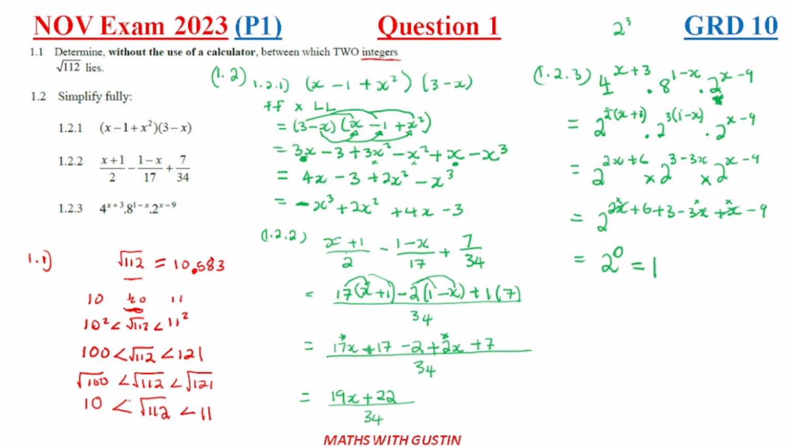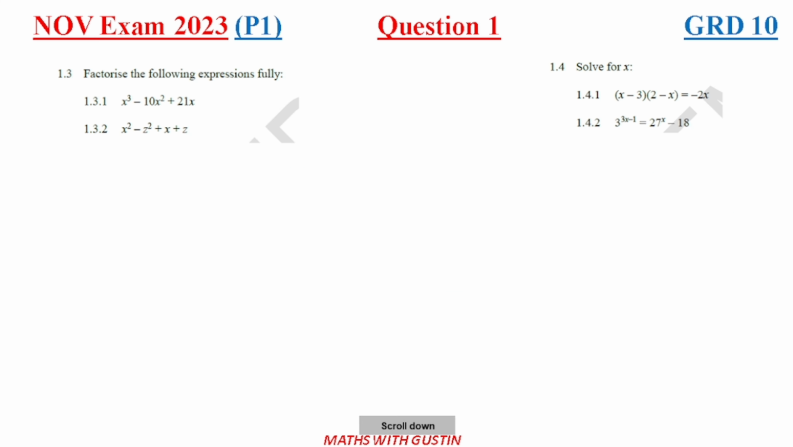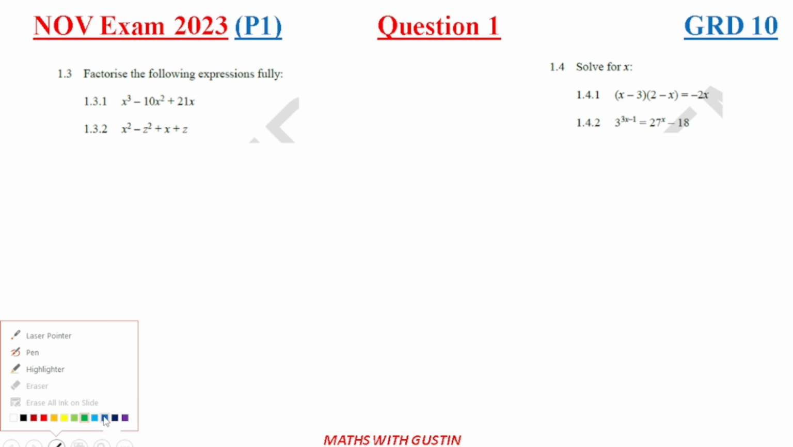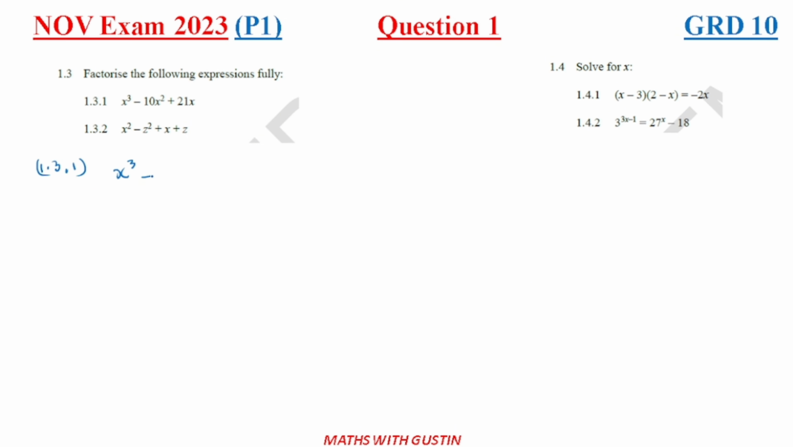Let's move on to 1.3. Great stuff. 1.3 says here we need to factorize fully. Let's go ahead and do that. Factorize the expression fully. Okay, so we've got 1.3.1, right? Under 1.3 we've got x cubed minus 10x squared plus 21x. Okay, great stuff. So now if you can see here, this looks like a trinomial.